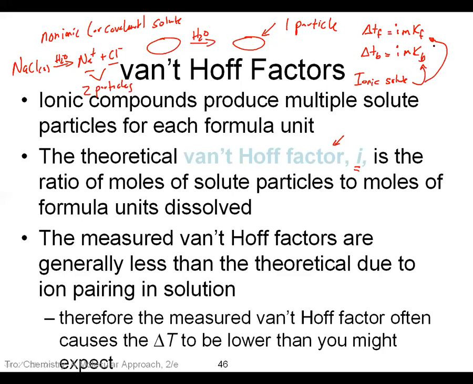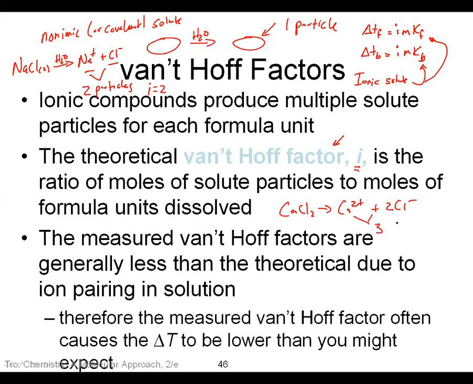The good news is it works the same way. The only additional thing that you have to do is include the i as a factor, because you get more particles when you have an ionic compound that goes into solution. So how do you figure out i? It's pretty simple. Sodium chloride breaks apart into two ions, which means for sodium chloride, i would equal 2. If you had something like calcium chloride, it would break apart into a calcium ion plus 2 chloride ions. That's a grand total of 3.